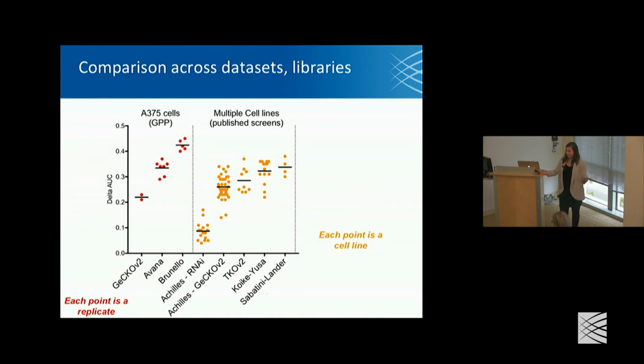So we then plot this delta AUC to see how libraries stack up. And as you can see, all the points in red are the GPP genome-wide CRISPR knockout libraries. And you see that Brunello, our newest library, is doing the best yet with the highest delta AUC. And by this metric, you also see that Brunello compares very favorably to other published genome-wide libraries out there.